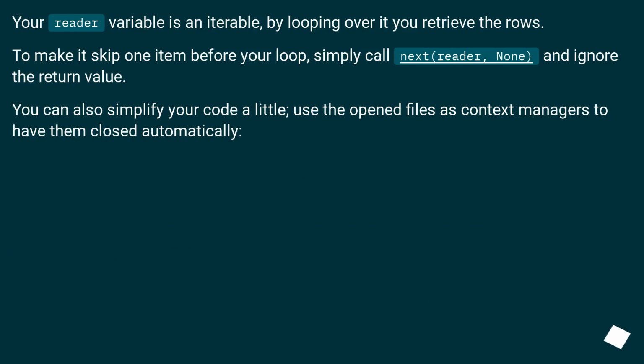Your reader variable is an iterable. By looping over it you retrieve the rows. To make it skip one item before your loop, simply call next(reader, None) and ignore the return value. You can also simplify your code a little, use the open files as context managers to have them closed automatically.